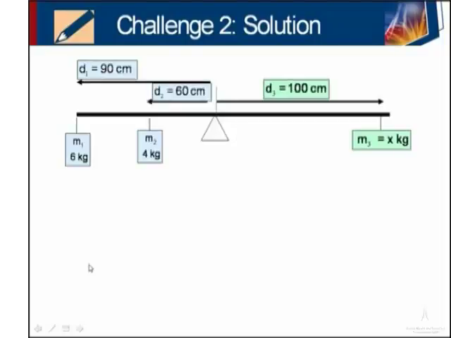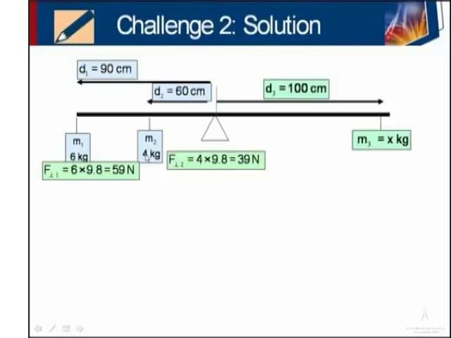Let's look at the solution to challenge number 2, and we hope that you've got this correct. First, summarizing all our data of the levers. Now we're going to look at the anti-clockwise moment on this side of the lever system. We first need to calculate the perpendicular force, and we are given mass, and therefore we need to use acceleration times mass to calculate the perpendicular force. 6 kilograms times acceleration 9,8 meters per second squared equals, rounded off, 59 newtons as the perpendicular applied force.